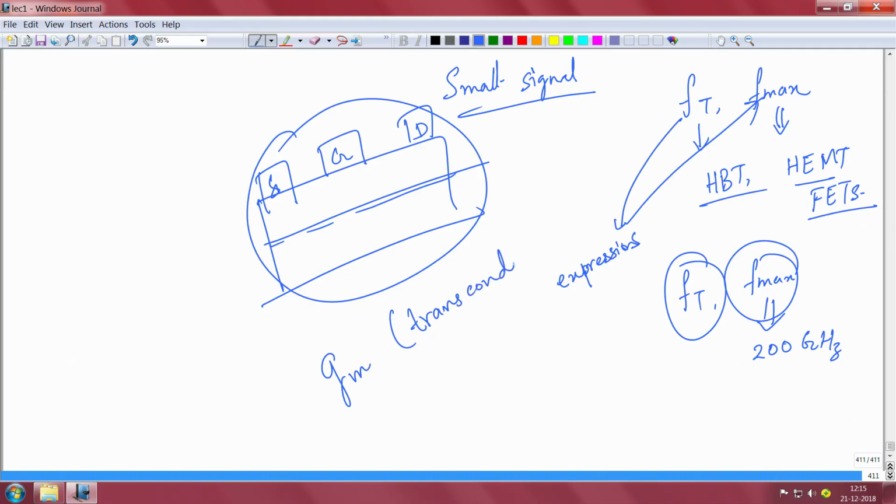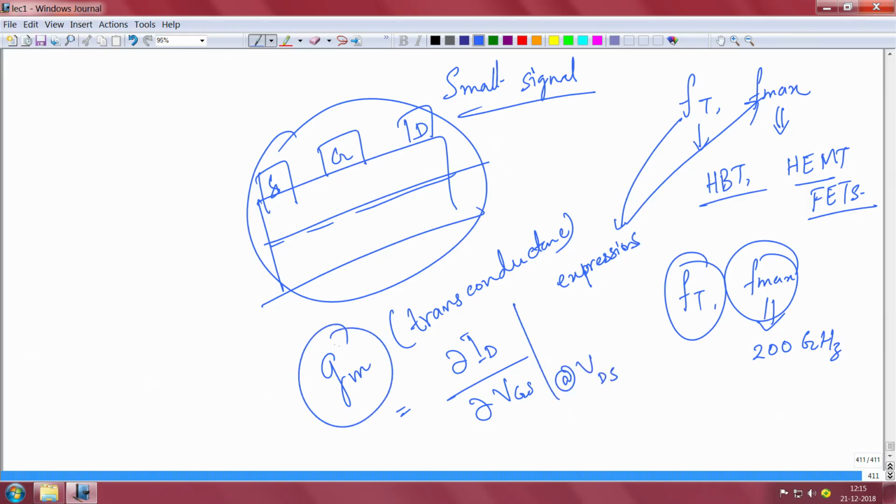You have heard this and learned about this long back. Transconductance is defined as the derivative of the output current with respect to the gate voltage, at a particular drain voltage. So the transconductance needs to be very high. High transconductance means that you will get a better frequency response, or a higher speed device.